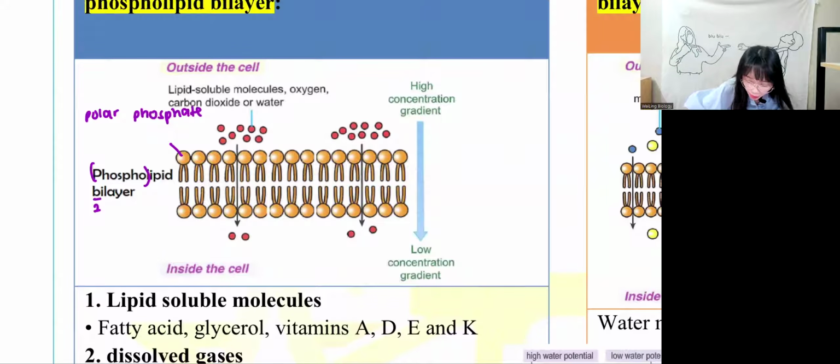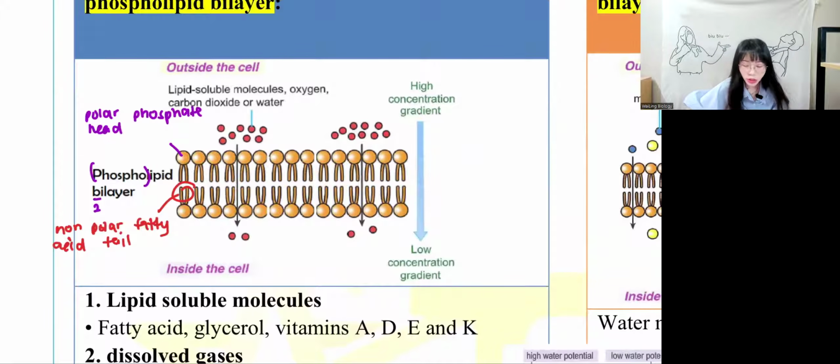The head has a name called polar phosphate head. The tail has a name called non-polar fatty acid tail. Non-polar fatty acid tail. So the word phospho comes from the word phosphate. The word lipid comes from the word fatty acid. So it's called phospholipid bilayer.